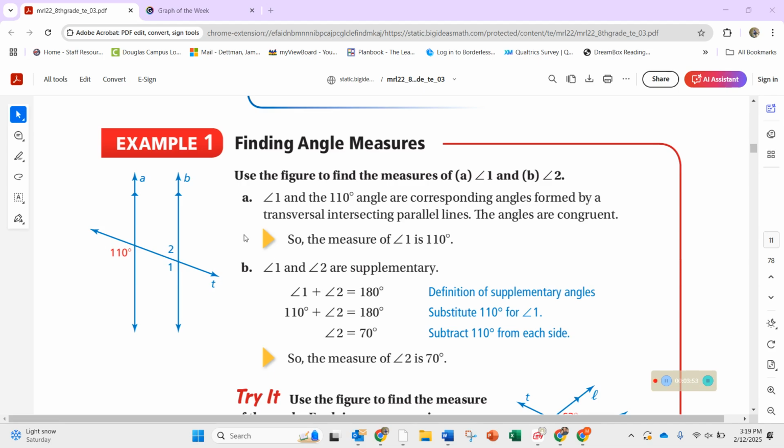So here we are. They're giving us this angle, 110 degrees right here. Okay, so what that means is, if angle 1 and the 110 are corresponding angles, this angle and 110 are exactly the same, we can say, well, angle 1 is also what? Right here, 110 degrees. So that's also 110 degrees. And then you get to B, and it says, well, if angle 1 and 2 are supplementary angles, remember what supplementary angles equal? These two right here will add up to 180.